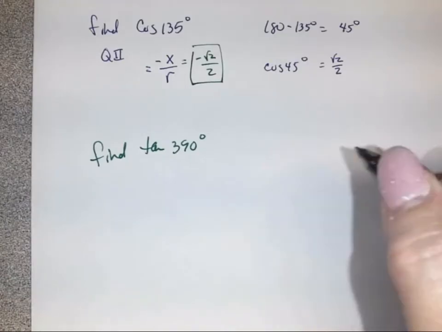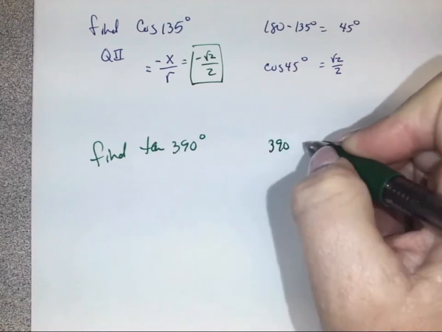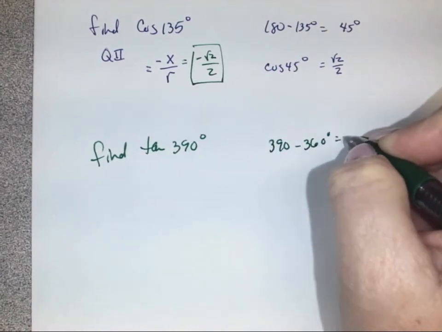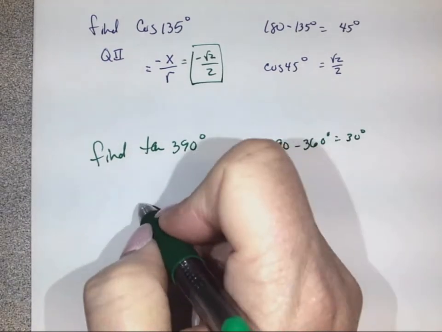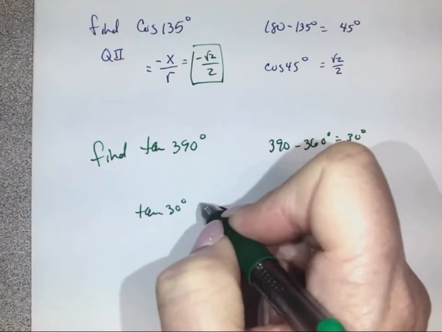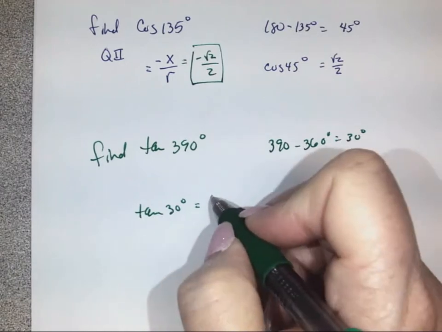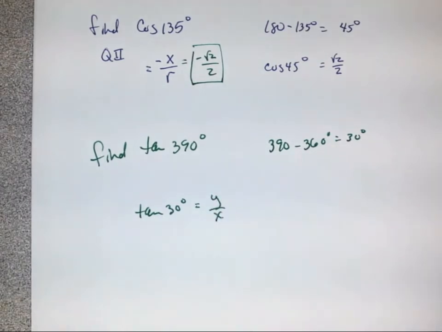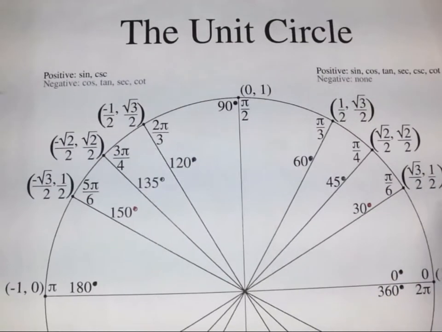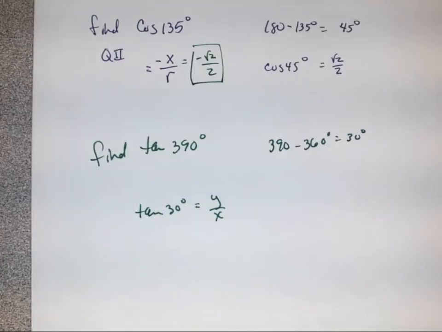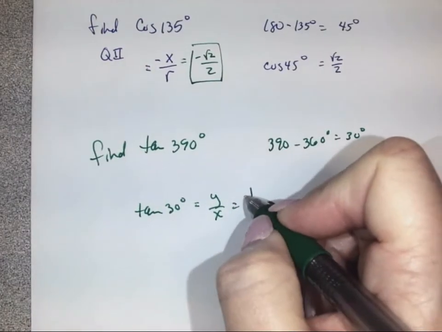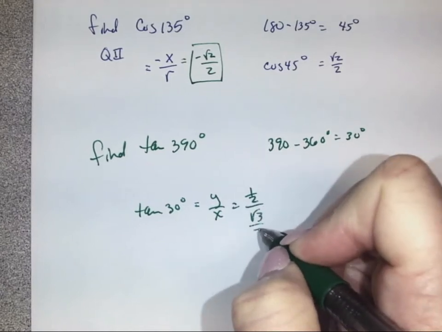So we can take 390 minus 360 gets us 30 degrees. So we can use the tangent of 30 degrees. And tangent is going to be y over x. We know that for 30 degrees, our y is going to be 1/2 and our x is square root of 3 over 2. So 1/2 over the square root of 3 over 2.